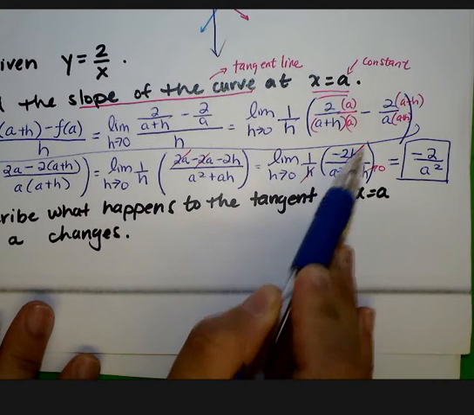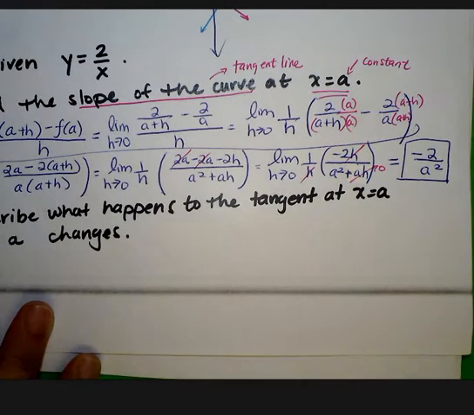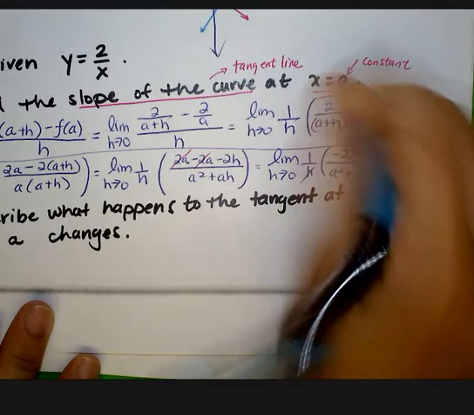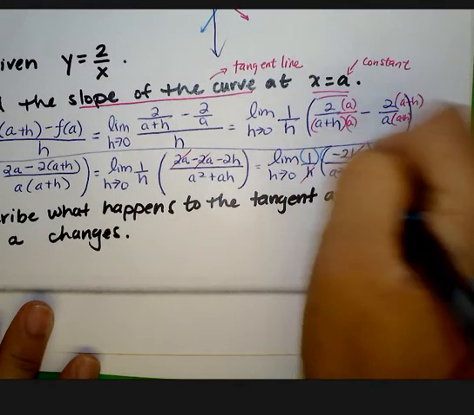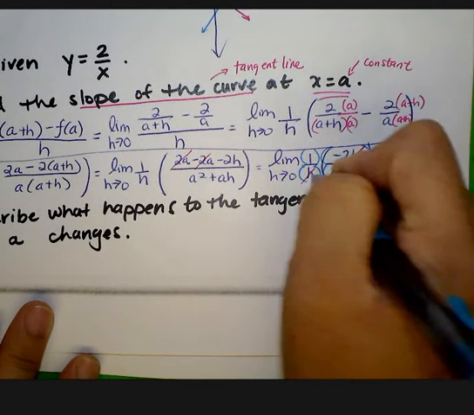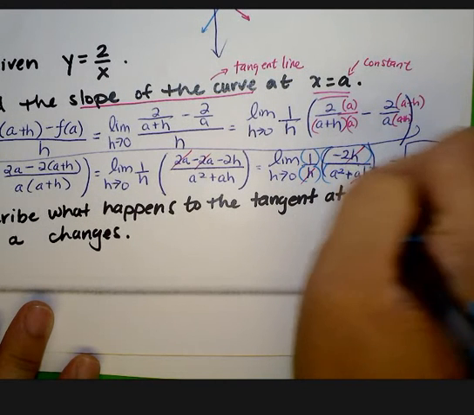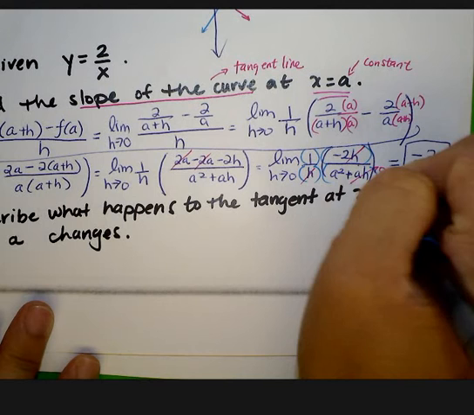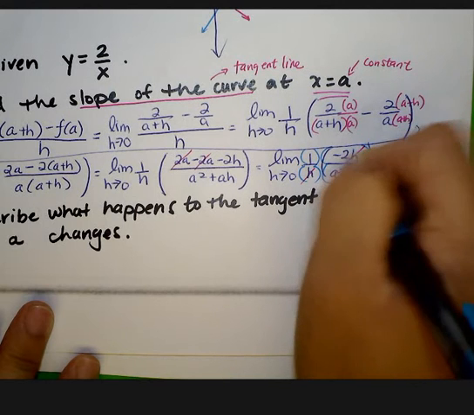Here I can do that because this is 1 times negative 2h over h over this. So I can't just cancel these guys or these guys, because this is a binomial. But these guys are separate multiples, so I can cancel those. Does that make sense?